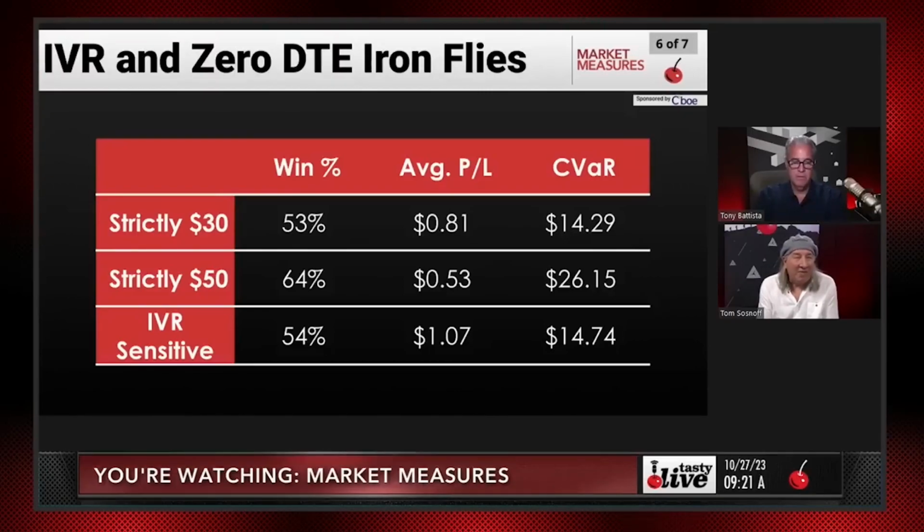Strictly $50 in high implied volatility, your win percentage went up, but you actually made a little less money, you took more risk. So, we put the IVR sensitivity down below, essentially to give you some context around that, and to give you some context around average P&L and C-bar. C-bar is just your outlier risk.